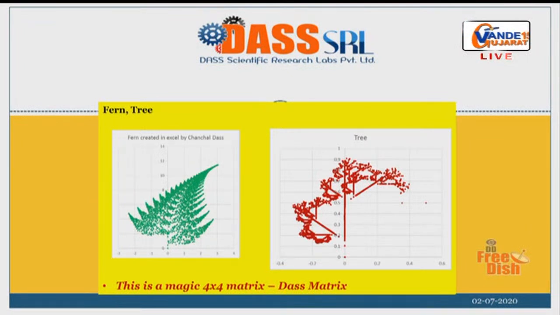All these trees have been created with random numbers generated by the computer without any set guidelines. But when those points are plotted, we got this tree like shape, this fan like shape, and many other shapes we can get.